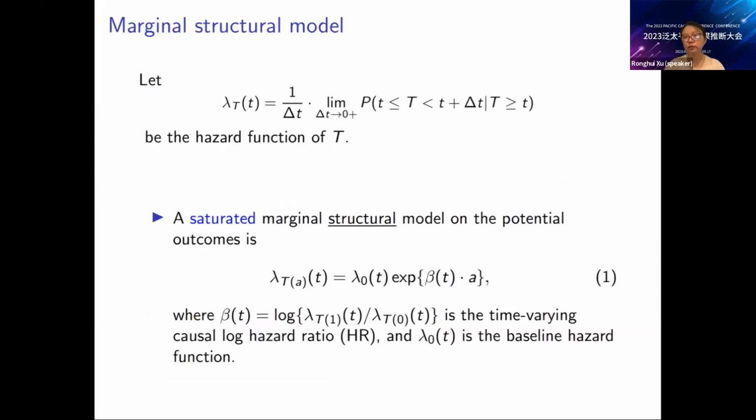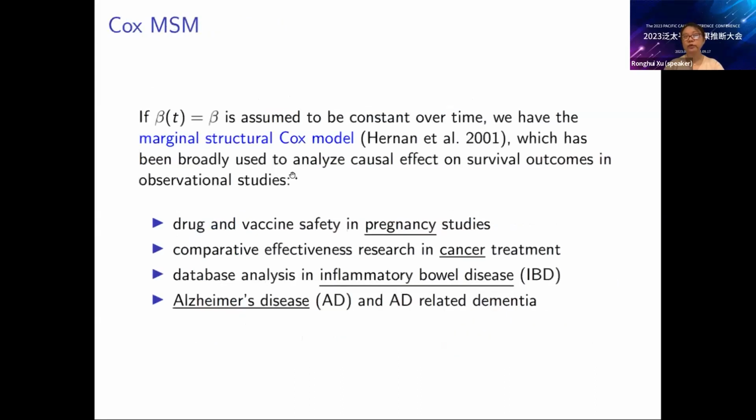Under two treatment options, a totally general model, and that's "model" in quotes because this is saturated. If I call beta T the log hazard ratio between the two potential outcomes under A equal to 1 versus 0, this is not really imposing any assumption. The Cox model, on the other hand, would impose that this log hazard ratio be constant. As a special case, we would have the marginal structural Cox model as proposed over 2 decades ago. Despite the debate on hazard function, it has been widely used in all sorts of applied studies. These are the local studies I'm involved with in different disease areas.